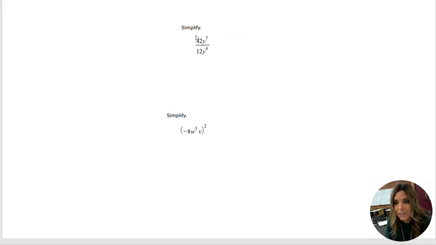Okay, for this one, we would simplify the 42 over 12. 6 goes into both of those, so we would have 7 over 2. And then when you have y to the 7th over y to the 4th, we keep the base the same. We subtract the exponent. So that becomes y to the 7 minus 4, which is y to the 3rd.